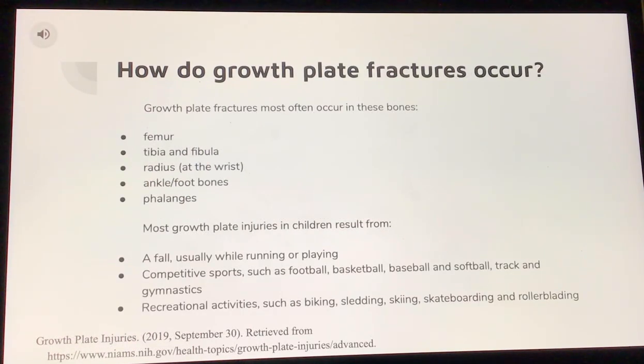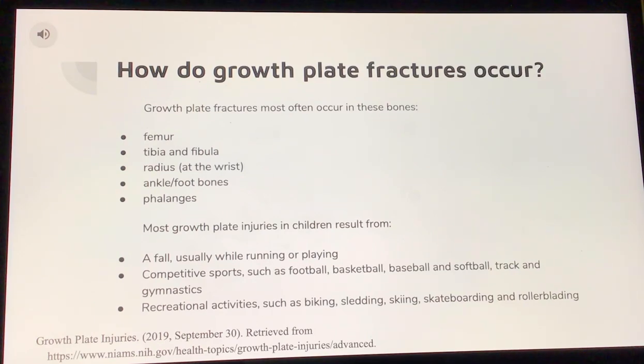How do growth plate fractures occur? Growth plate fractures most often occur, as stated before, in long bones of the body as opposed to sesamoid or flat bones, the most common ones being femur, tibia, and fibula, radius, sometimes ankle or foot bones, and phalanges. And most growth plate injuries in children result from a fall, usually while running or playing, competitive sports such as football, basketball, baseball, softball, track, and gymnastics.